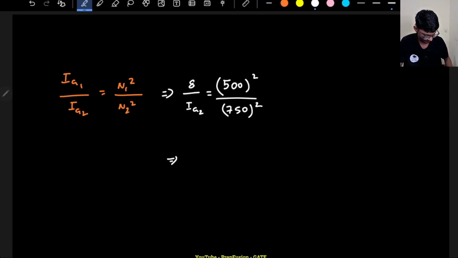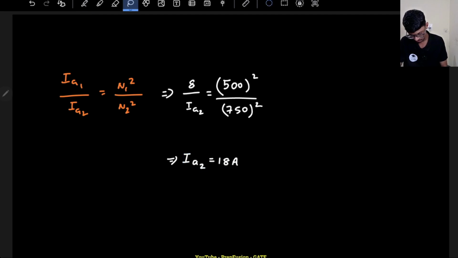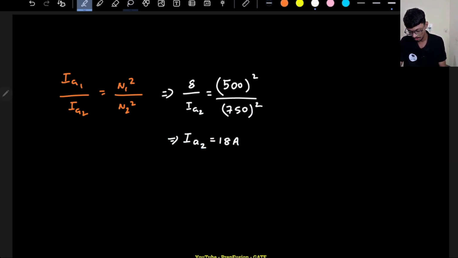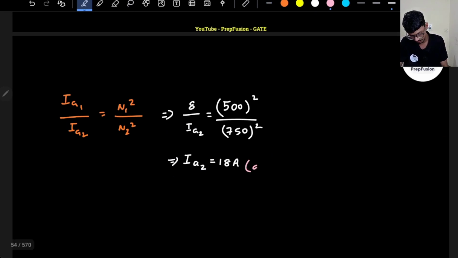So it will be 750 divided by 500 whole square into 8. So this will be 18. So my Ia2 will be 18 amperes. This will be my armature current in the second case. So this is the first part of the answer. This is one of the answers.